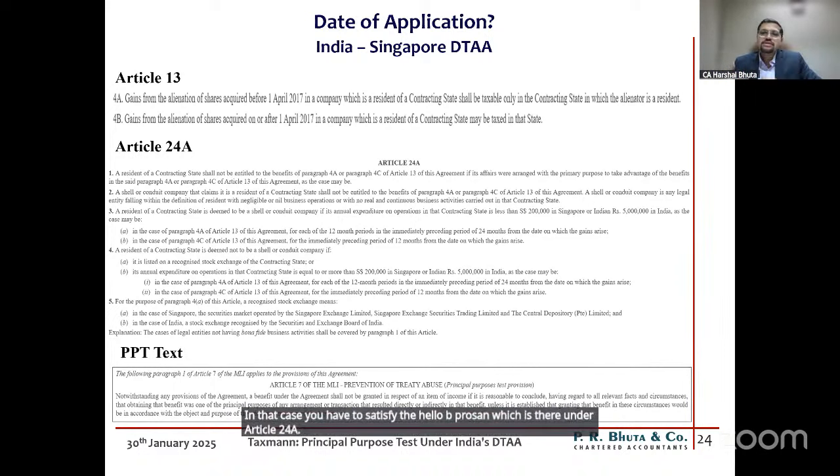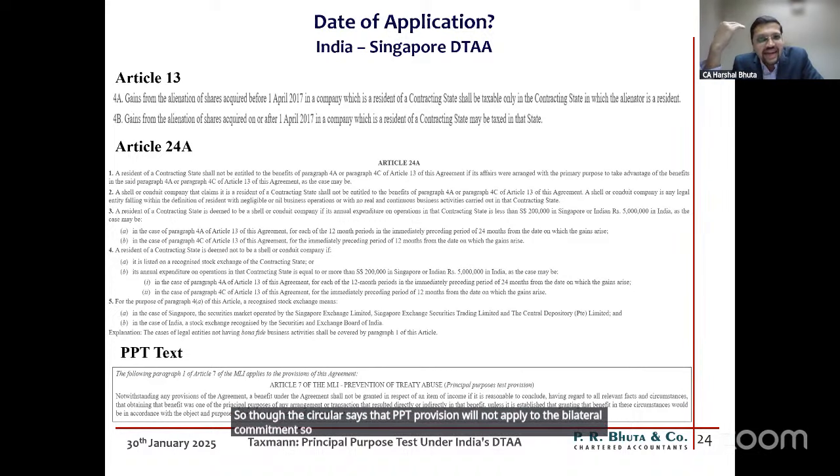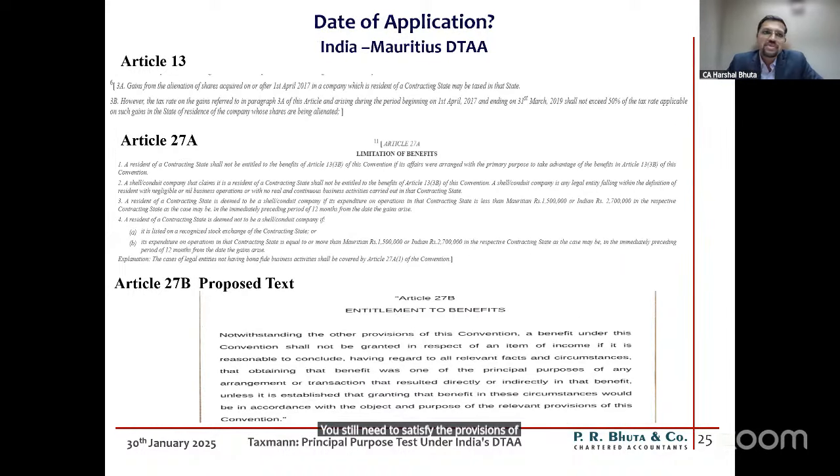So though the circular says that the PPT provision will not apply to the bilateral commitment, effectively it is grandfathering the benefit from PPT. But obviously, the corresponding LOB has to be satisfied. Whether or not PPT applies is okay, but Article 24 still needs to be satisfied. So grandfathering is not a blanket benefit that has been given. You still need to satisfy the provisions of the respective LOB.